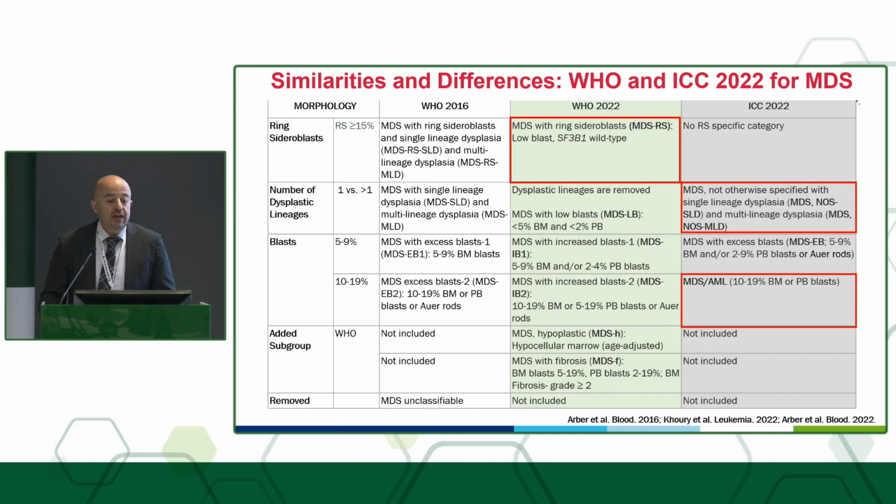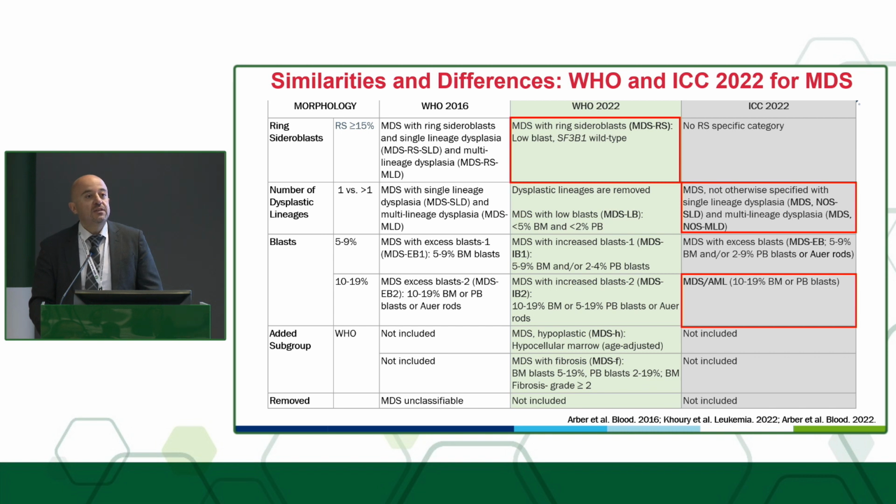Now, we still obviously have morphologically defined entities. So we have MDS with low blasts. We have MDS with excess blast. They changed the name to increased blast rather than excess blast. The WHO introduced two categories: hypoplastic MDS when the blasts are less than 5%, and that's because it has therapeutic implication where immunosuppressive therapy can be used, and MDS with fibrosis because that has prognostic value.